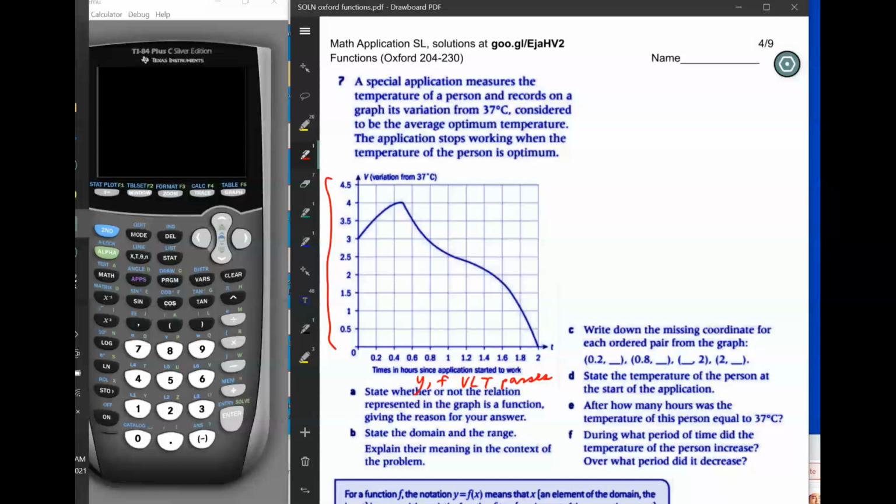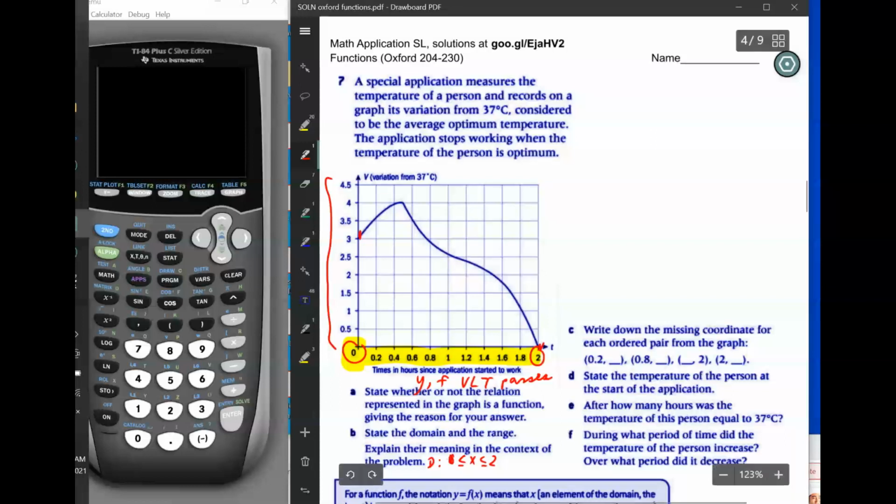State the domain and the range. Explain their meaning in the context of the problem. Okay, so domain are the valid x values, and you have to include all the values in between in the case of a continuous graph. So you can't just say, oh, 0, 0.2, 0.4. You have to say, starting with the smallest value and going to the largest value and all the numbers in between. So for the domain, we'll say that it's between 0 and 2, and we'll use x for the domain. And we also include 0 and 2 because it does have a point at 0 and 2, right?